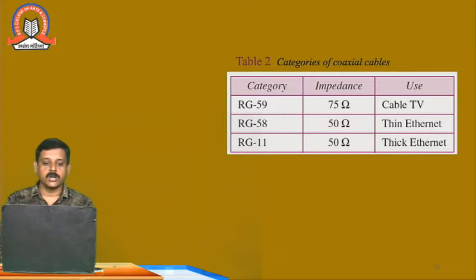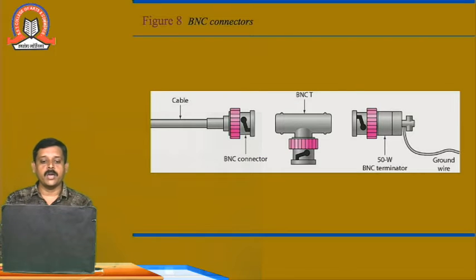The different categories we use in coaxial cables are RG59, which has an impedance of 75 ohm. This is also known as its capacity, and usually it is used for cable TV networks. Then we have RG58 and RG11, which have 50 ohm impedance, and usually they are used for thin Ethernet as well as thick Ethernet.